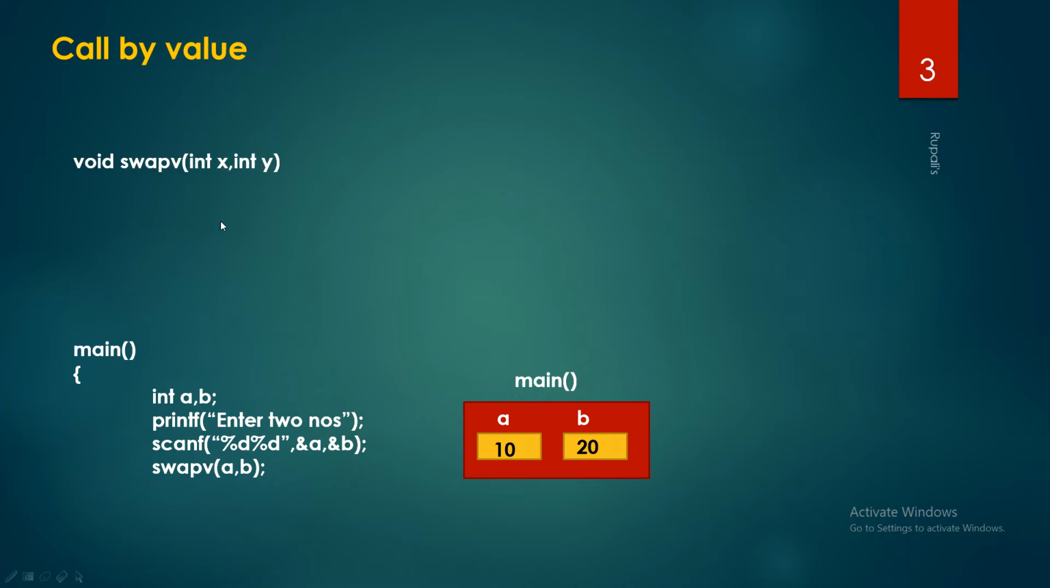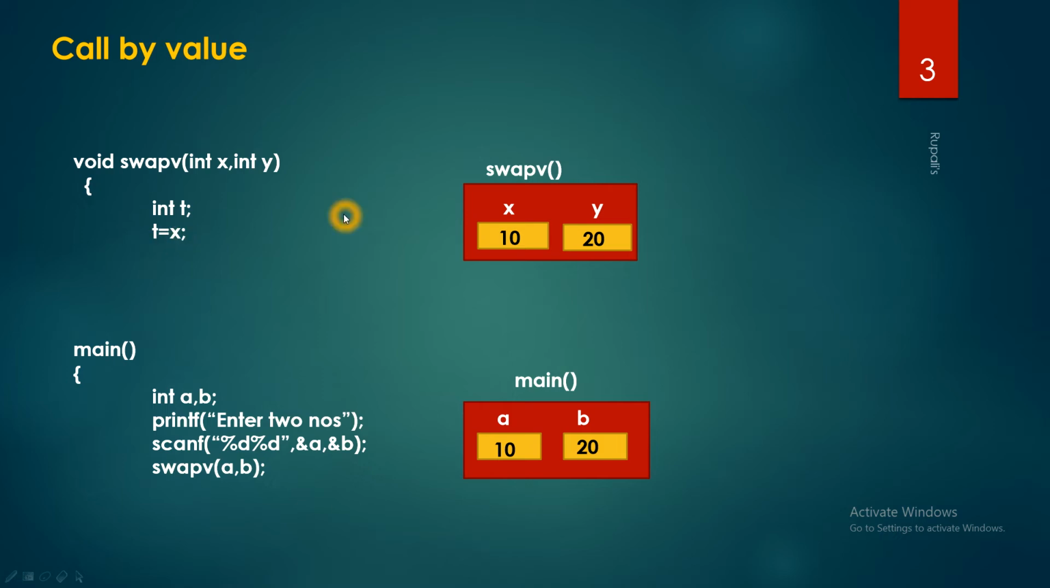So we call the function. This is our function. You are passing the values of a and b, so x becomes 10 and y becomes 20. Now you want to swap, so take a temporary variable: give the value of x to t, then the value of y to x, then the value of t to y. In this way swapping is done. Now after swapping, x becomes 20 and y becomes 10.